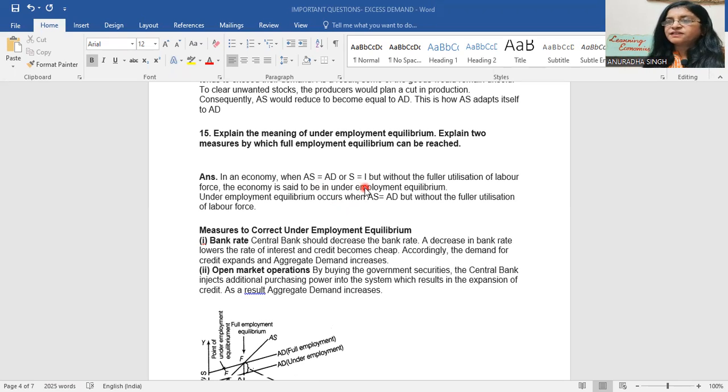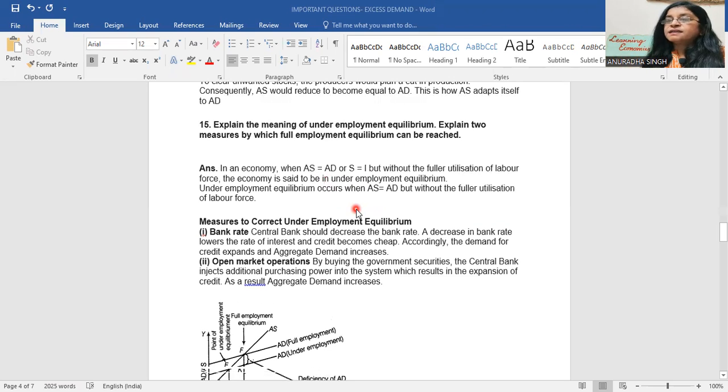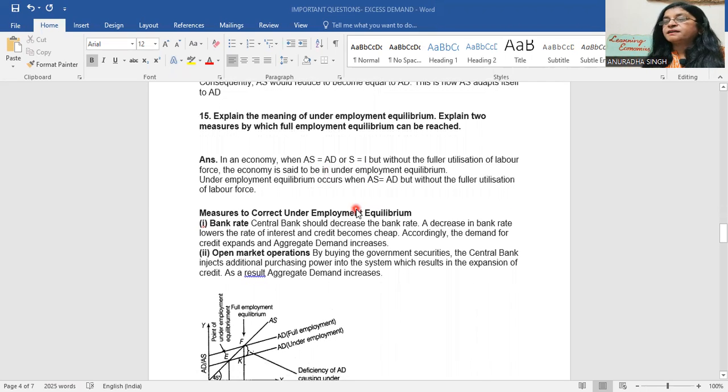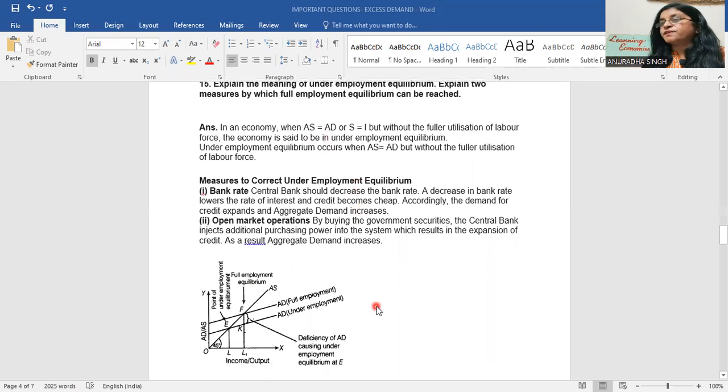We are able to take full benefit of their working capacity, their potential. But in the underemployment case, we are unable to utilize their potential. So when there will be underemployment, demand will be less and supply will be more. In that case, when demand is less, the central bank will decrease the bank rate and will try to increase the demand. People can take loans, and they can buy things.